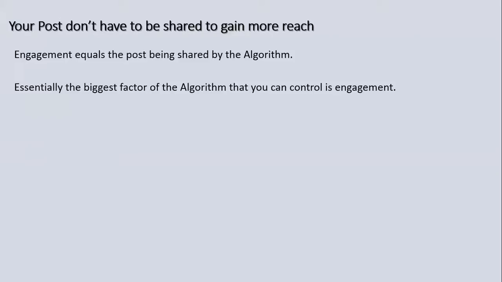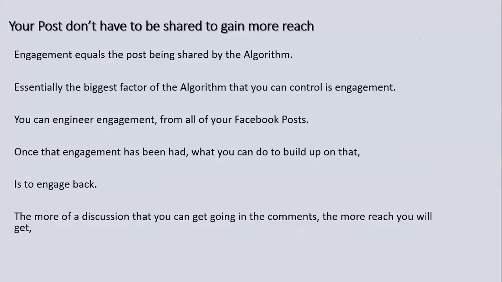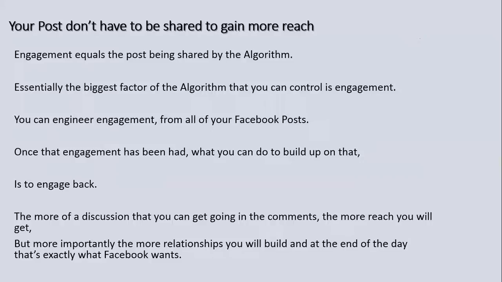You don't have to be shared to gain more reach. Engagement equals the post being shared by the algorithm. Essentially, the biggest factor of the algorithm that you can control is engagement. You can engineer engagement from all of your Facebook posts. Once that engagement has been had, what you can do to build upon that is to engage back. The more of a discussion that you can get going in the comments, the more reach you will get. But more importantly, the more relationships that you will build.